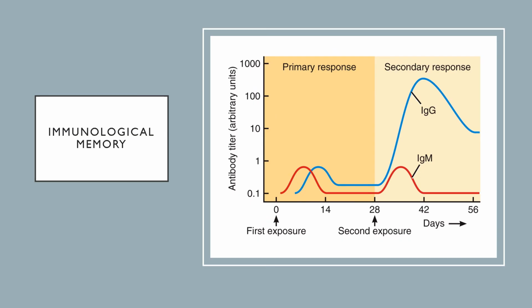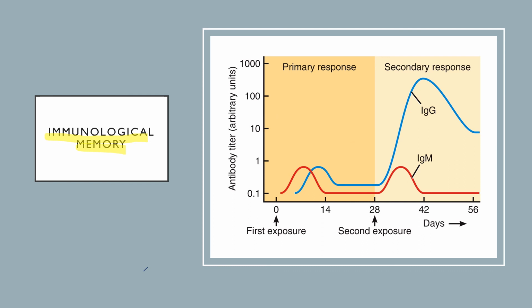A hallmark of immune responses is memory for specific antigens that have triggered immune responses in the past. Immunological memory is due to the presence of long-lasting antibodies and very long-lived lymphocytes that arise during clonal selection of antigen-stimulated B cells and T cells.